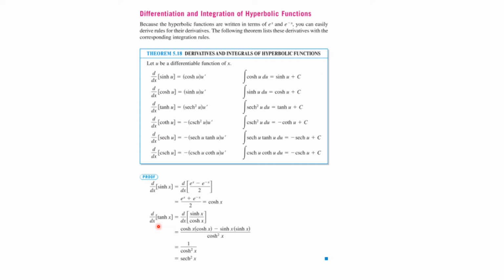If we take the derivative of the hyperbolic tangent, that is the sinh over the cosh, it's going to be the denominator times the derivative of the numerator minus numerator times the derivative of the denominator, all over the denominator squared. But this cosh squared x minus sinh squared x is equal to 1, so that is 1 over this. So this is the hyperbolic secant squared of x. Again, things to memorize, and anytime you have a derivative formula, you have a corresponding integral formula. So these are more to commit to memory.